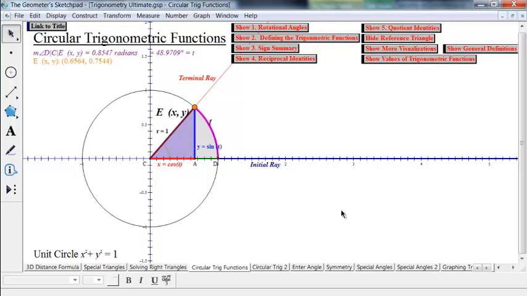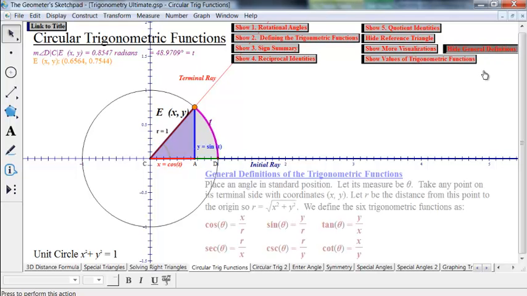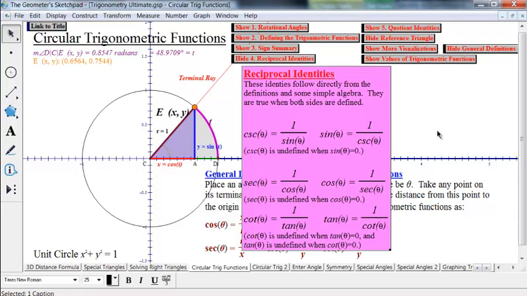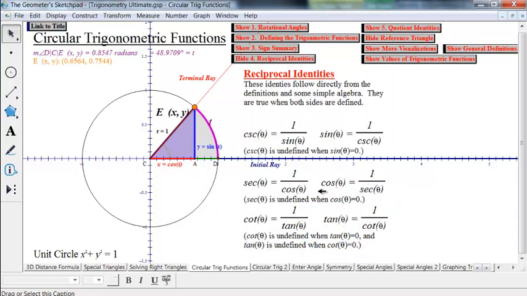Let's go back to where we were defining circular trig functions and remember our general definitions. There they are. And the first thing we can have are some reciprocal identities. Okay, and these are pretty straightforward. Cosecant of theta is 1 over sine of theta. Sine of theta is 1 over cosecant of theta. And this is easy to see from the definitions.